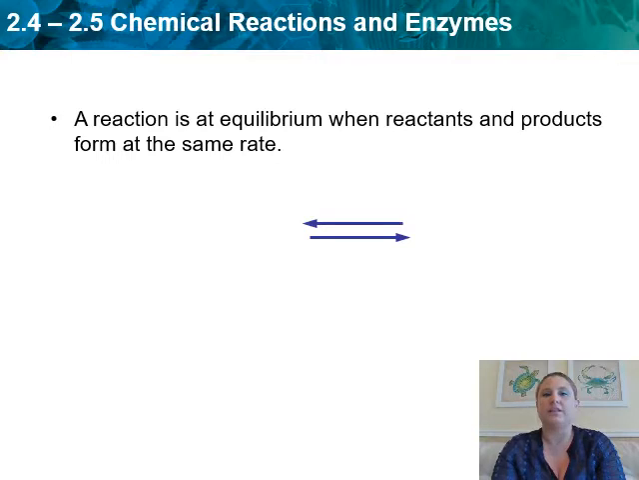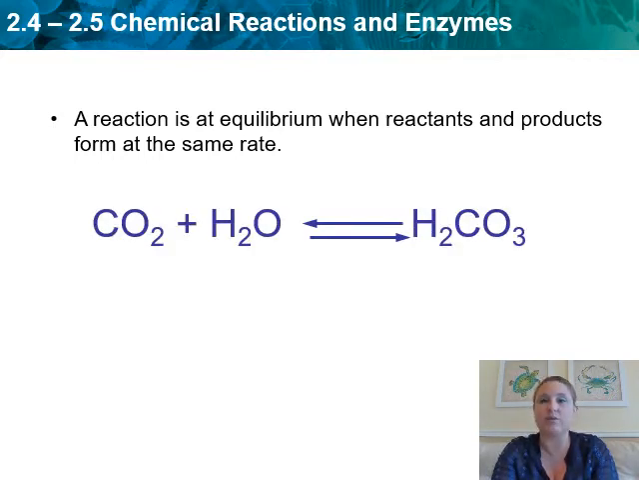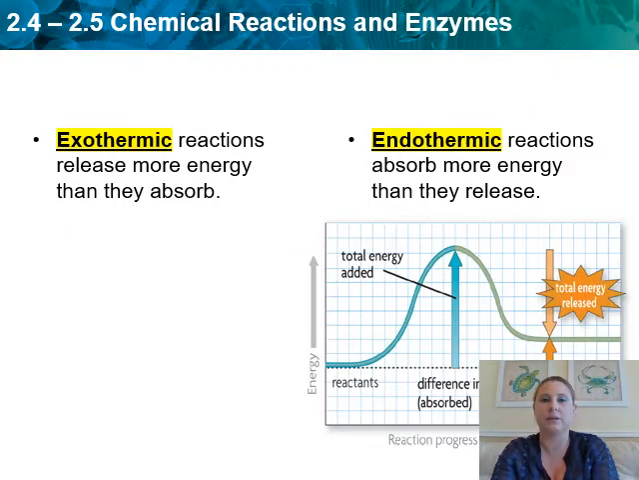A reaction that is at equilibrium is when products and reactants are forming at the same time. So your reactant side is the same as the product side. Equilibrium is one of our vocabulary words. Again, in equilibrium, reactants and products are forming at the same rate. So we have one thing turning into something new, and that new thing breaking down into those old two things.